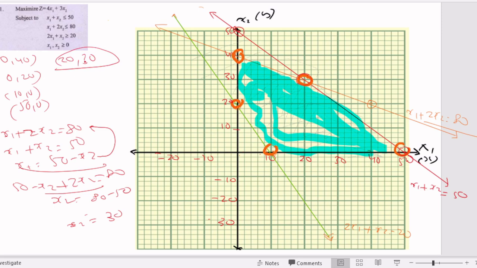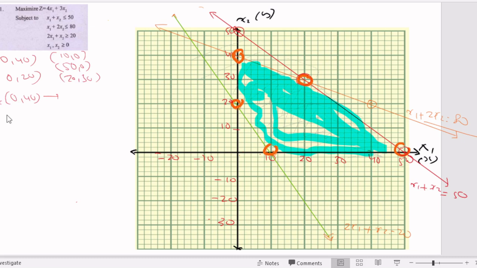Now we have to find the solution at all these 5 points to check the minimum. Okay, let's do that. At 0 comma 40, z is equal to 4x1 plus 3x2. Substituting 0 comma 40 means 4 into 0 plus 3 into 40, equal to 120. So here we have 120. Similarly, we need to check at 0 comma 20. Substituting in the equation 4x1 plus 3x2, x1 is 0 and x2 is 20, so this is 60. At this point we have 60. Similarly, at point 10 comma 0, z is 4 into 10 because x1 is 10 in this case and x2 is 0. So this is 40.